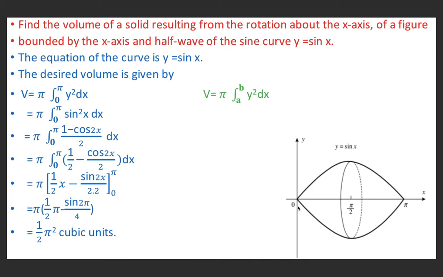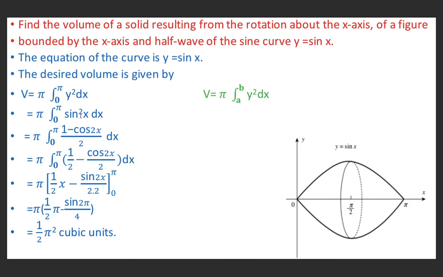Therefore, we know that the value of sine 0 is 0, sine pi by 2 is 1 and sine pi is 0. So it means the limits are from 0 to pi, because here we have pi, here it is pi by 2 and here it is 0. So the limits are from 0 to pi. So pi y square dx, y means sin x, sin square x.